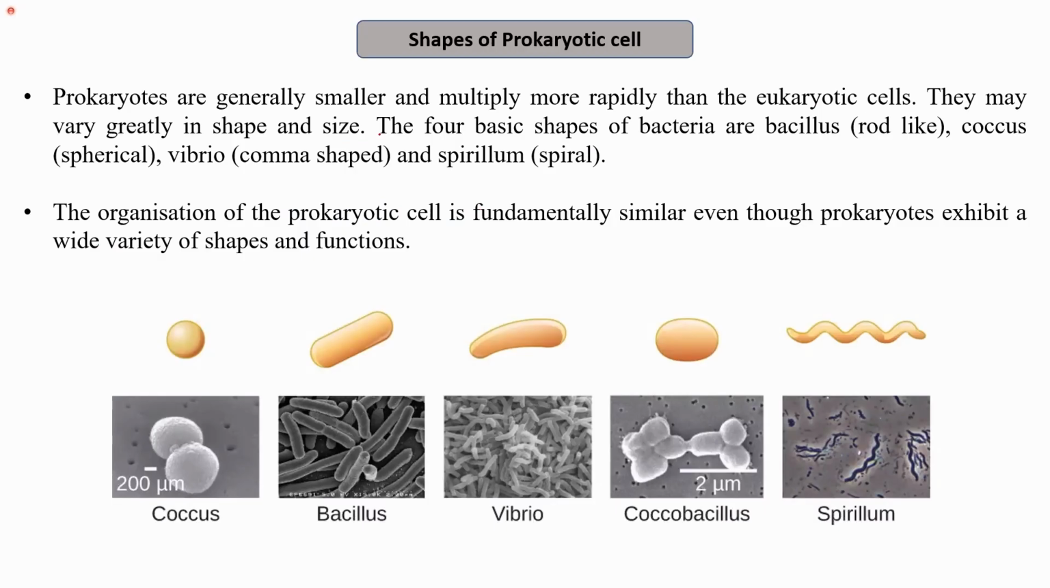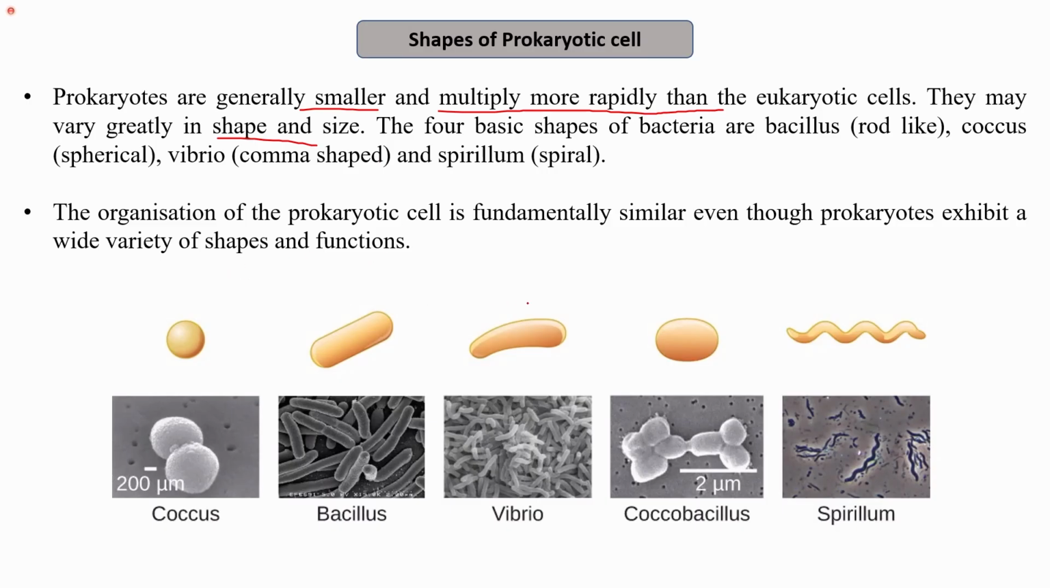Now, the bacteria may have different shapes as well. Prokaryotes are generally smaller and they multiply more rapidly than the eukaryotic cells. They rapidly divide by the process of binary fission. So basically, they are generally smaller and vary greatly in shape and size. They have different shapes and different sizes as well.